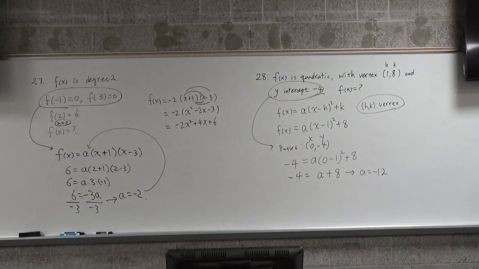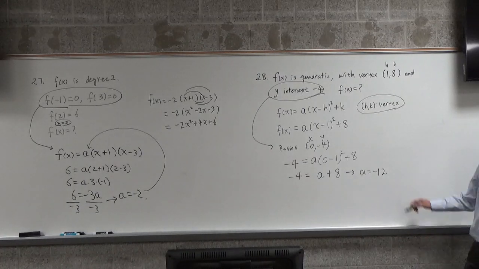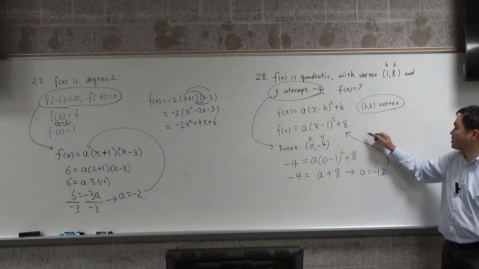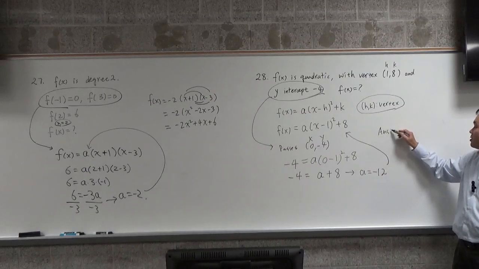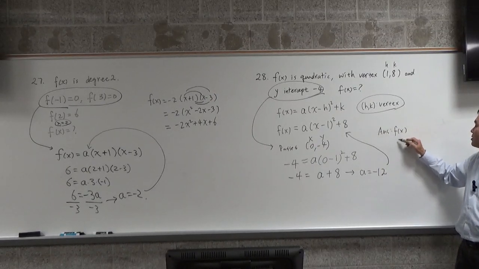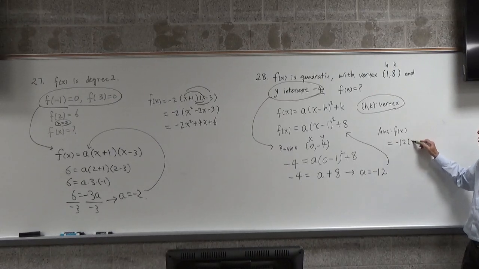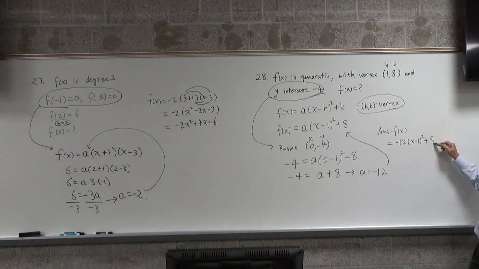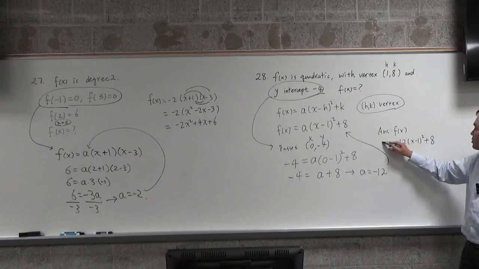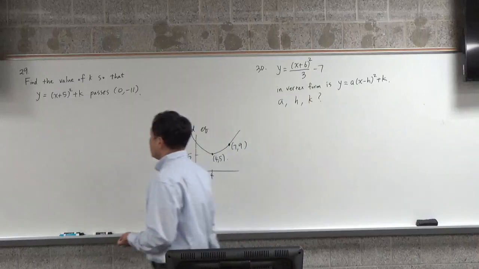Is that the answer? No. What's the answer? Plug it back in, and the answer is f of x equals -12(x - 1)² + 8. That's the final answer. Okay.